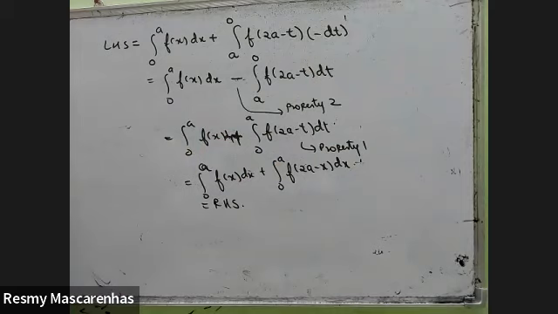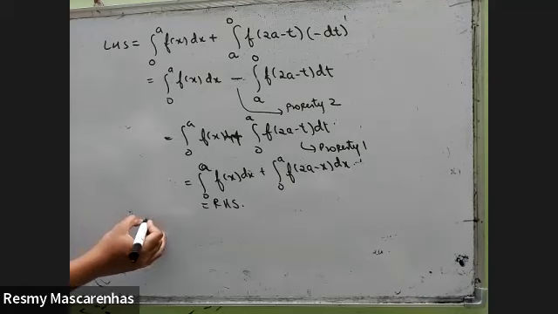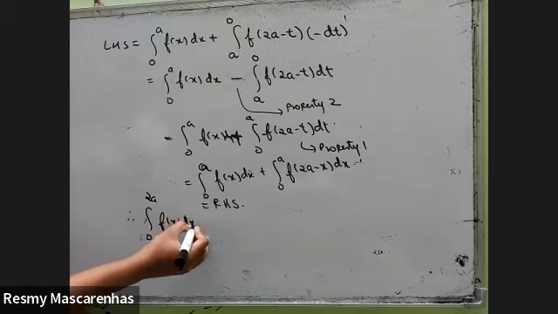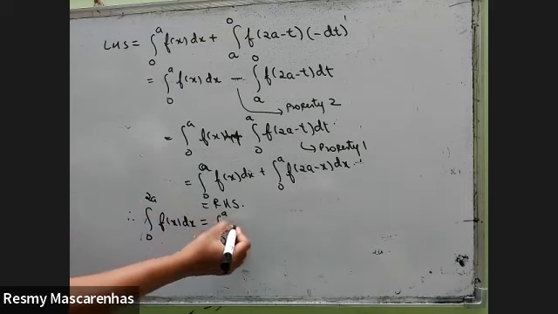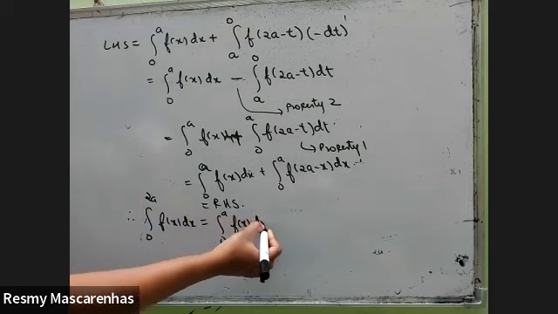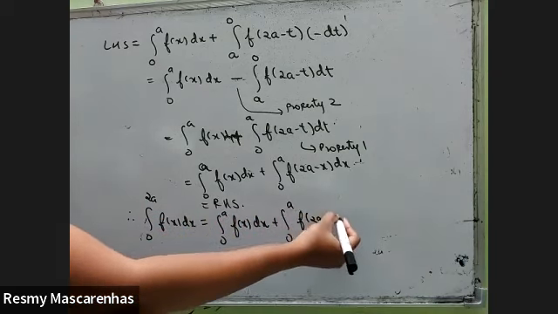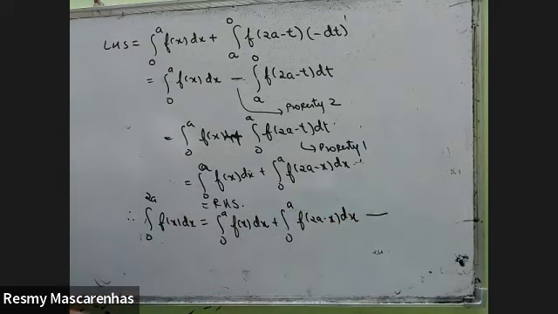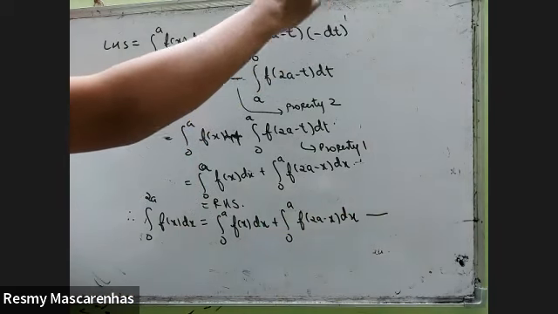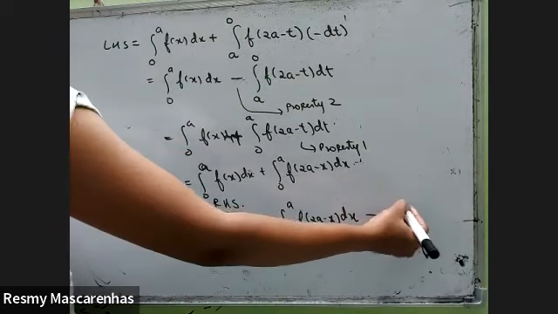So what we got? Therefore, 0 to 2a f of x dx is equal to 0 to a f of 2a minus x. This is the main equation. Okay, if you have used it already, use this as 2.